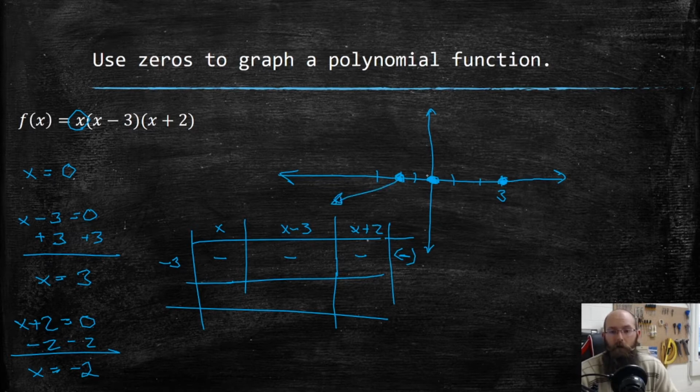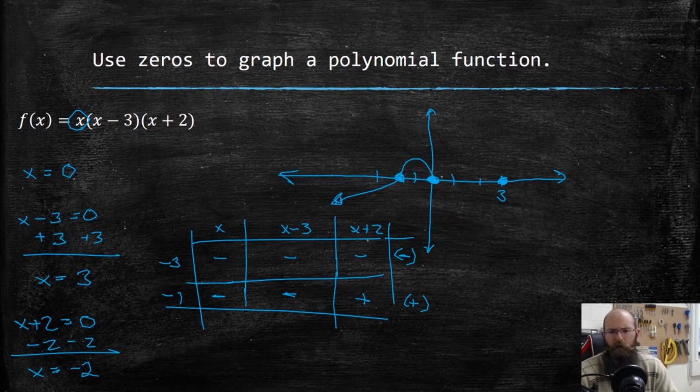Now I'm going to pick one between these two. There's really just one good option, negative 1. So that's a negative. Negative 1 minus 3 is a negative. And then negative 1 plus 2 is a positive. Negative times a positive gets me positive. That means I must go above, right? I must be positive, so I'm above my x-axis. And I know I intersect the x-axis at these 2 points, so it must look something like that.